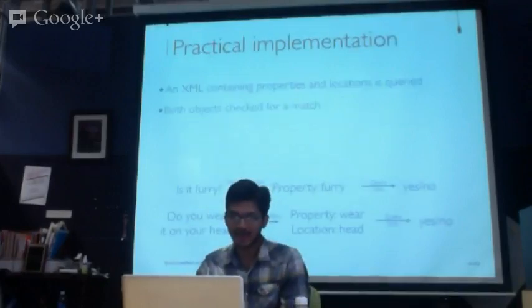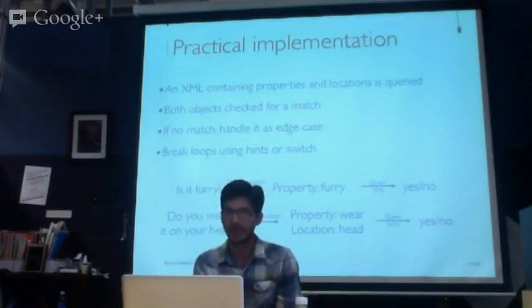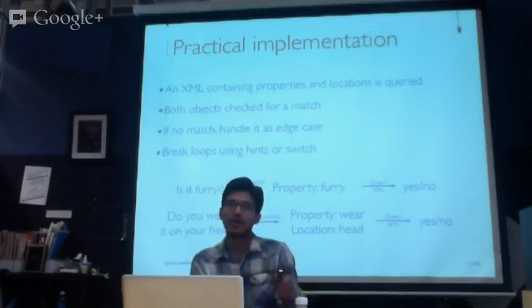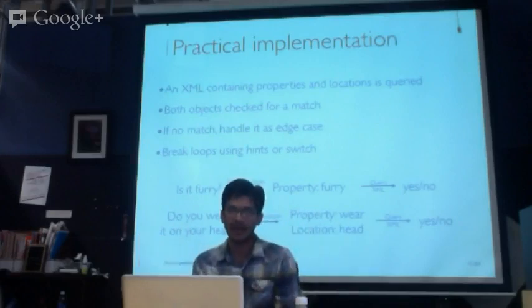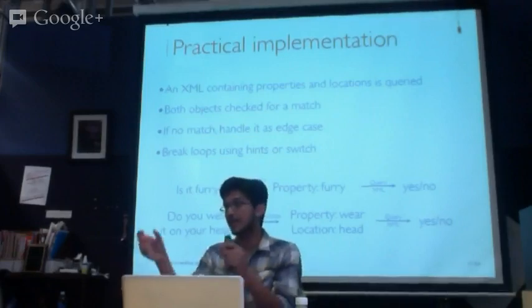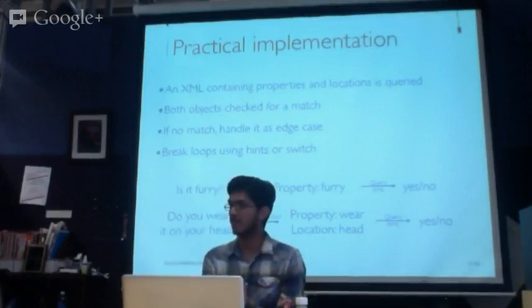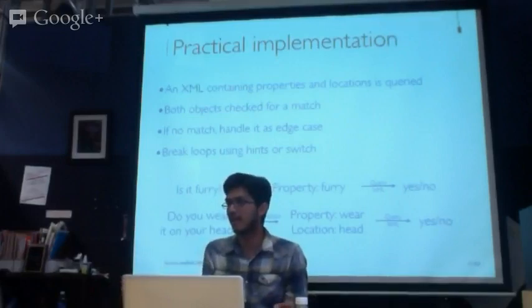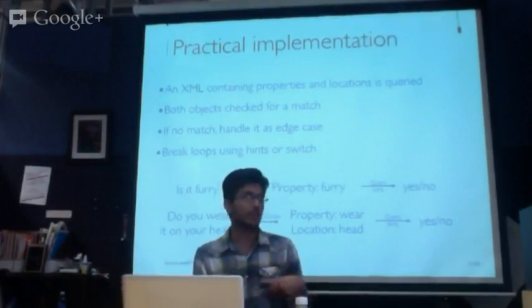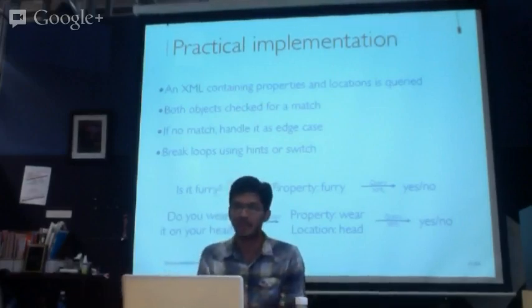In terms of the practical application, I've already mentioned that we were using XML that was queried with the property and location that was extracted from the question. If the incoming question matched any of the two objects' properties, then it would return a yes or no response. If there was no match, then it would be handled as an edge case. But even in edge case, we had levels. If the incoming question doesn't get resolved, but it is actually a question, it could be the case that it is getting misrecognized by the recognition component. So we ask the user to repeat, either repeat the question or ask a different question if there are multiple.